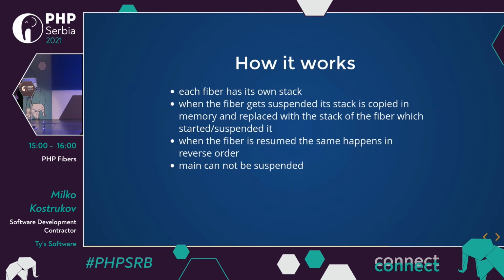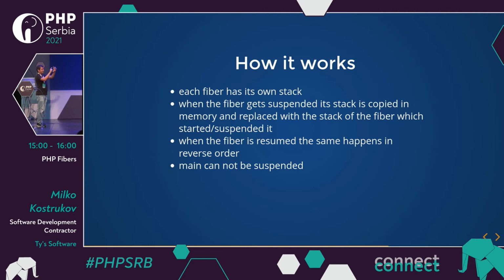Okay, so how this works. Now, I'm not totally into C and low-level PHP, so please don't ask me too many questions. I probably won't be able to answer, but basically this is what happens. Each fiber has its own stack, and when you suspend the fiber, this stack gets copied in the memory and is replaced by the stack of the fiber that started the suspended stack. And when you resume, then the opposite happens.